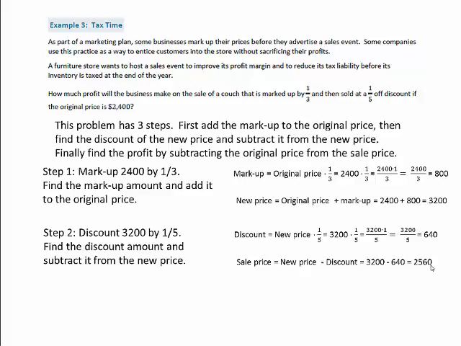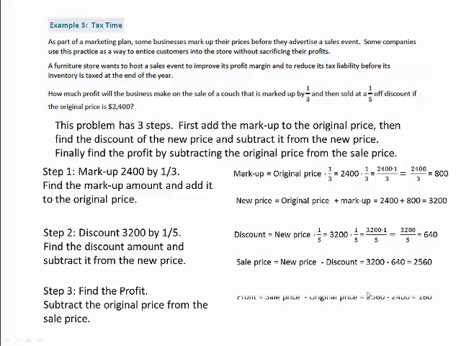And lastly, we're going to find the profit. We're going to subtract the original price, $2,400, from the new sale price, $2,560. If we do that, we get $160. So that's how much more money the business is going to make by selling that couch at the sale, which is more than it would have made before the sale.